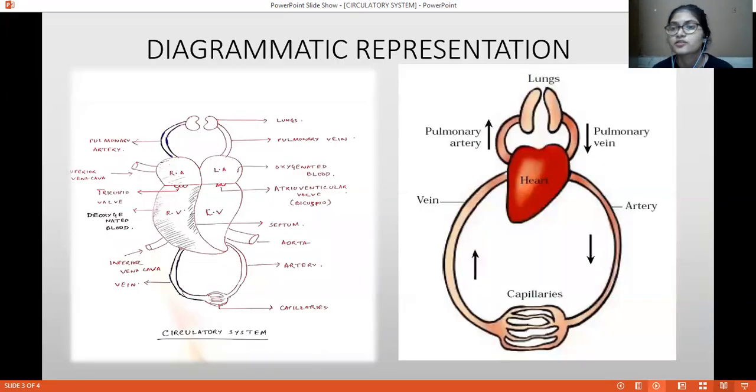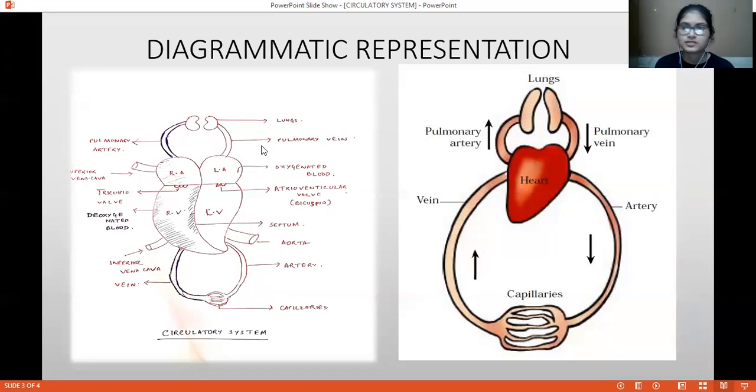So this is the diagrammatic representation of our circulatory system. Here I have just added a simplified diagram for your better understanding. As you can see, these two diagrams are completely similar to each other, but here I have added a more detailed and simplified view of our heart.